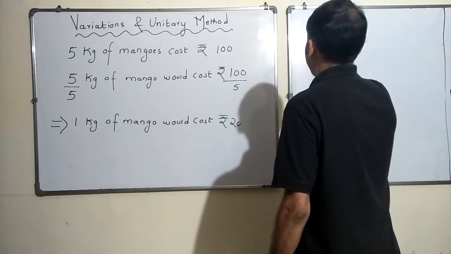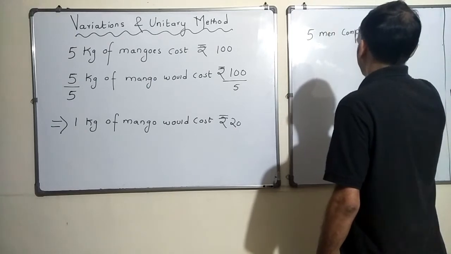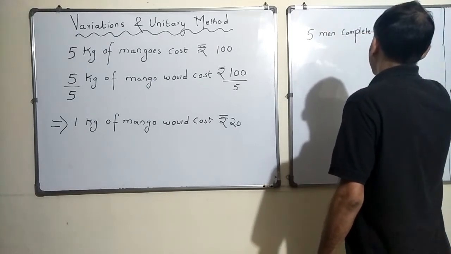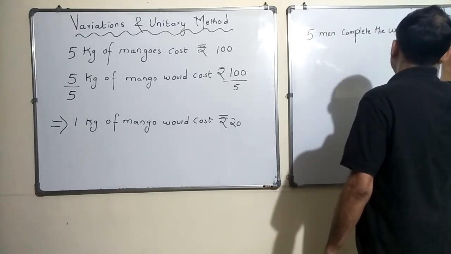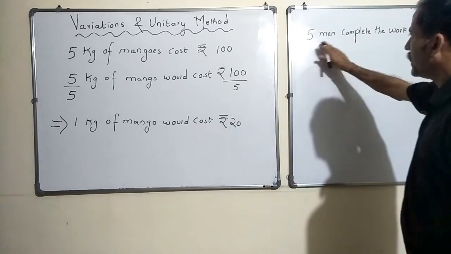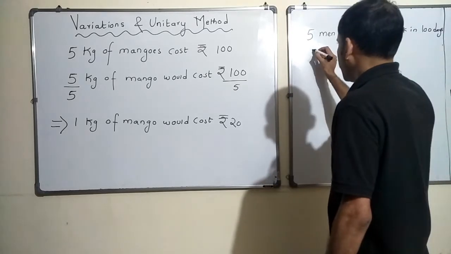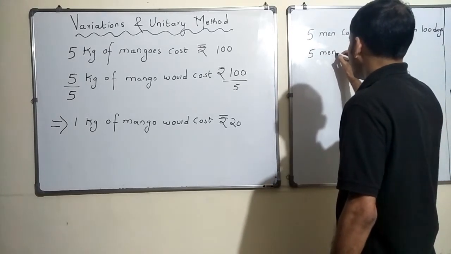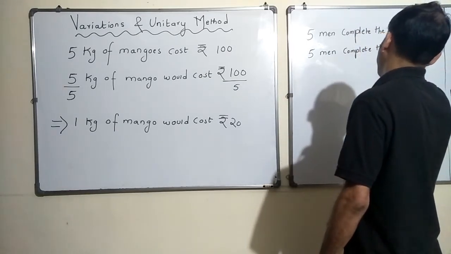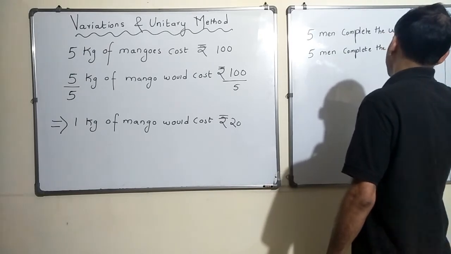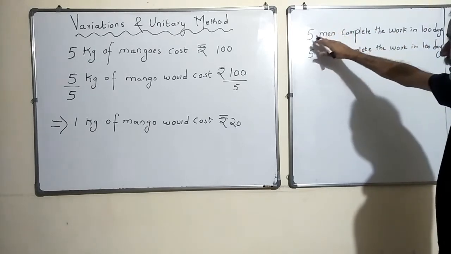So 5 men complete the work in 100 days. Okay, so 5 men complete the work in 100 days. Let me write the same. Okay, so I want to know in how many days would one man complete the work. Work in 100 days. I just copy it as it is. Whatever I write here, I copy.